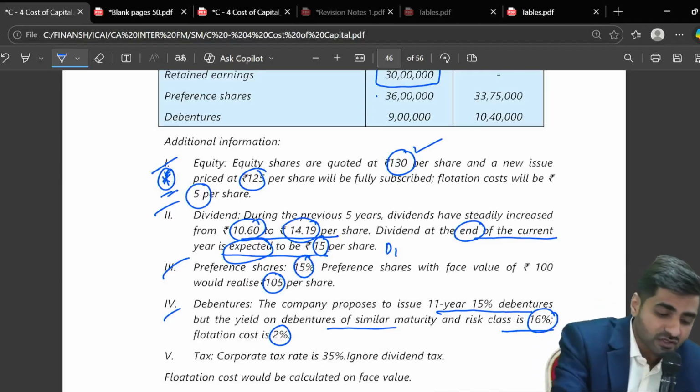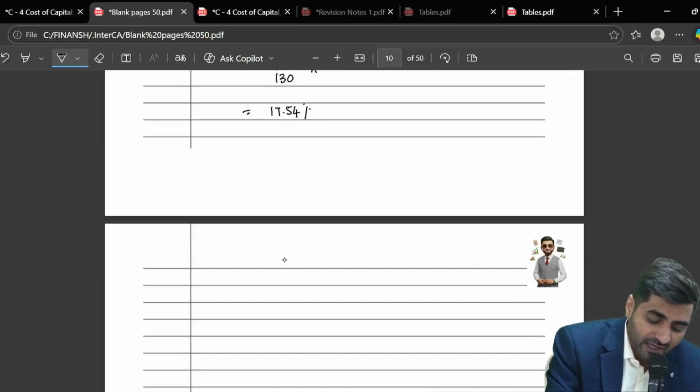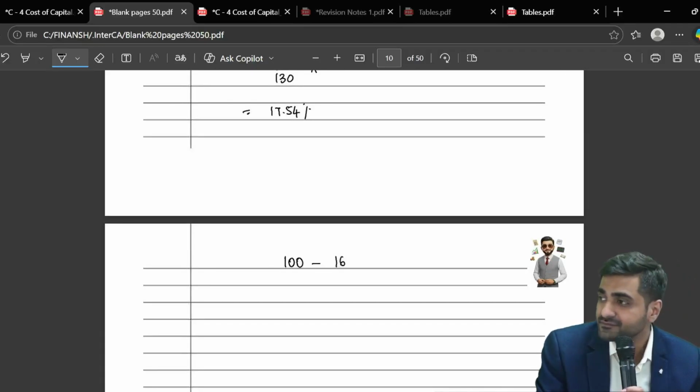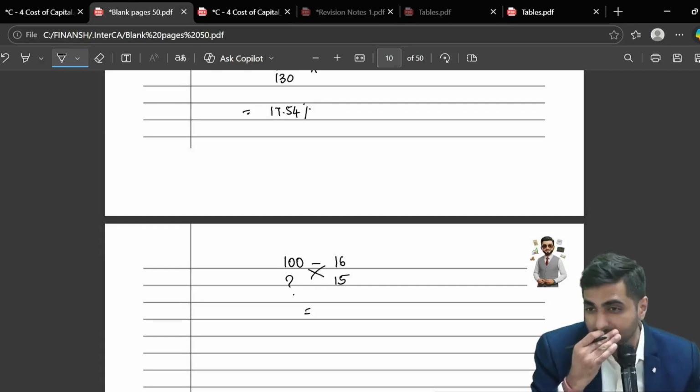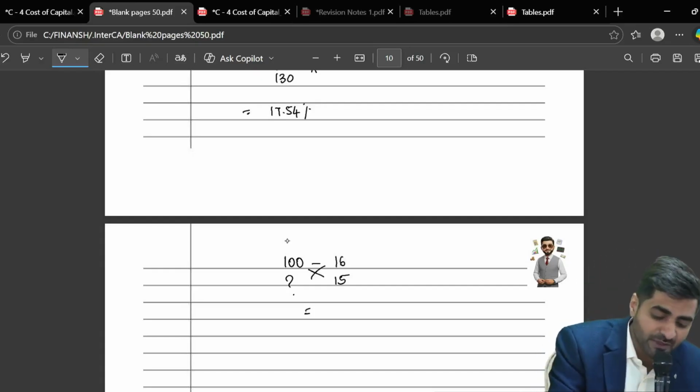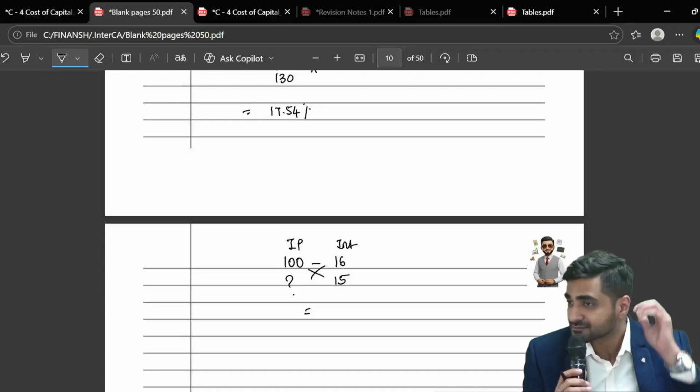Yes, sir. So what is going to be my issue price? See, can I say on face value 100, interest of 16 is given? Now in this particular case, if I keep a 15% rate, what should be my issue price? On a 100 rupees issue price, the interest which is being given is 16.